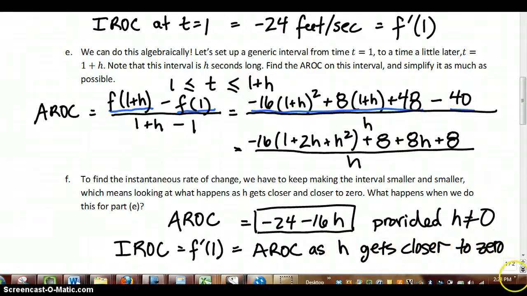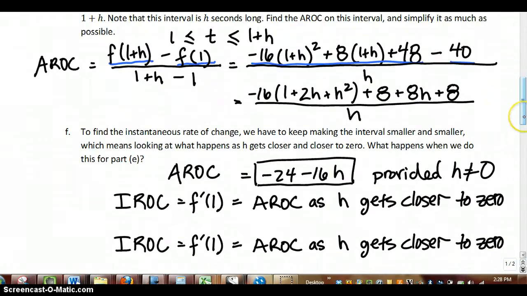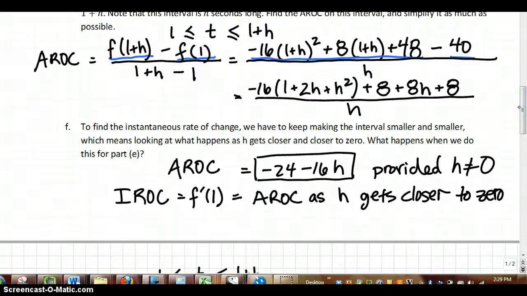Well, what's going to happen? That negative 16h that's sitting there is just going to go away, right? So eventually that piece at the end there, the negative 24 minus 16h, that's just going to disappear, right? As h gets close to 0, that's going away, and we're just left with negative 24.